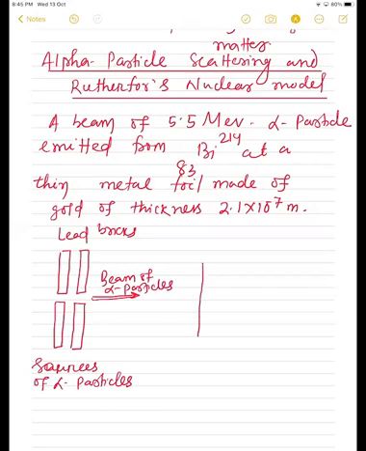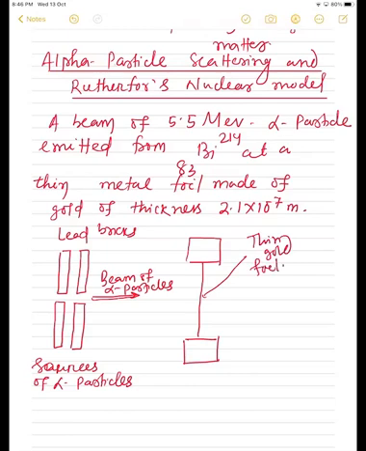There is a thin gold foil in the experiment. This is the thin gold foil, right? Just draw. And this is large, actually. And what was the observation?